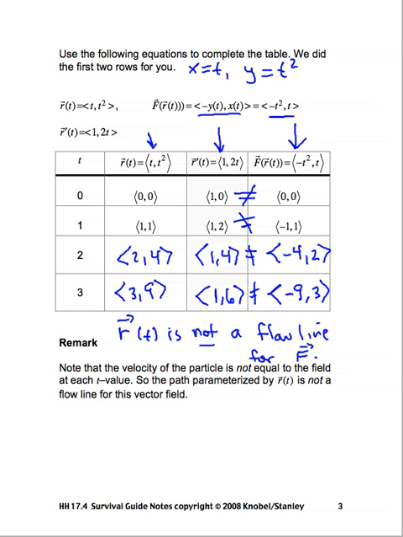So this path parameterized by r of t is a path throughout the plane, but the path is not a flow line for this vector field. So again, you might wonder, well, how do you find paths that are flow lines for the vector field? That's a good question. We'll get to that.